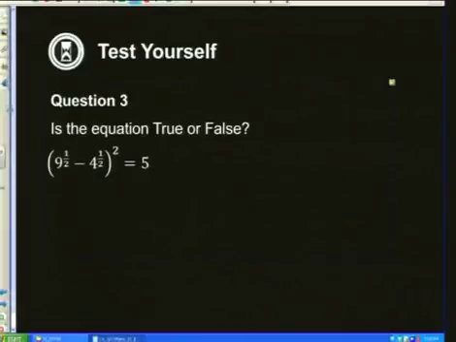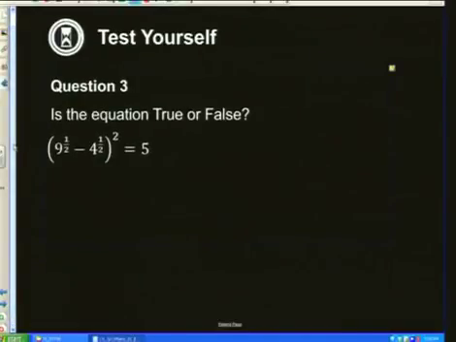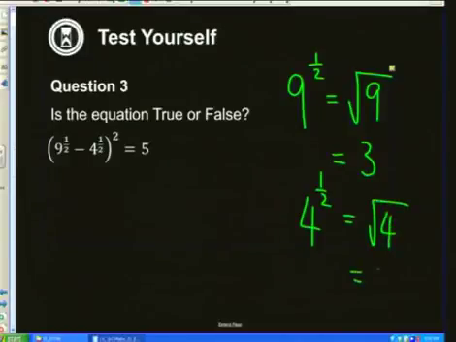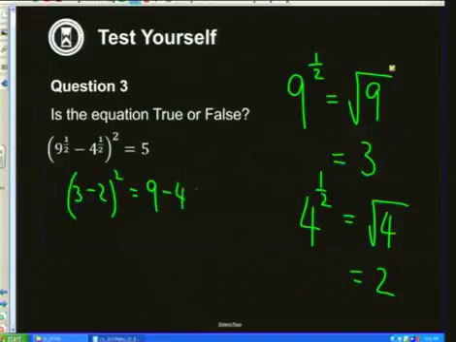Aha, here's another true or false. Is the square of this bracket equal to 5? Well, first thing, 9 to the power of a half. What does that mean, grade 11s? Half is the root, so that's the square root of 9, and the square root of 9 is 3. What does 4 to the half mean? That means the square root of 4, and the square root of 4 is 2. So if we rewrite it, then we have 3 minus 2 squared would be, the square root of 9 is 3, the square root of 4 is 2, so 9 minus 4 is correct.